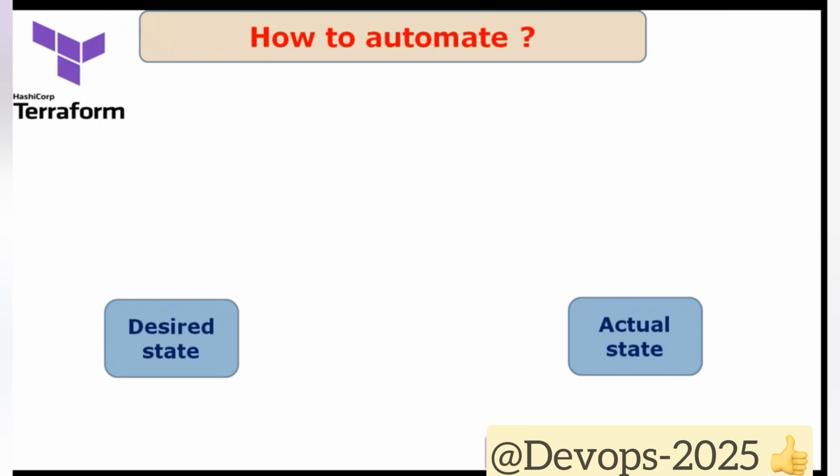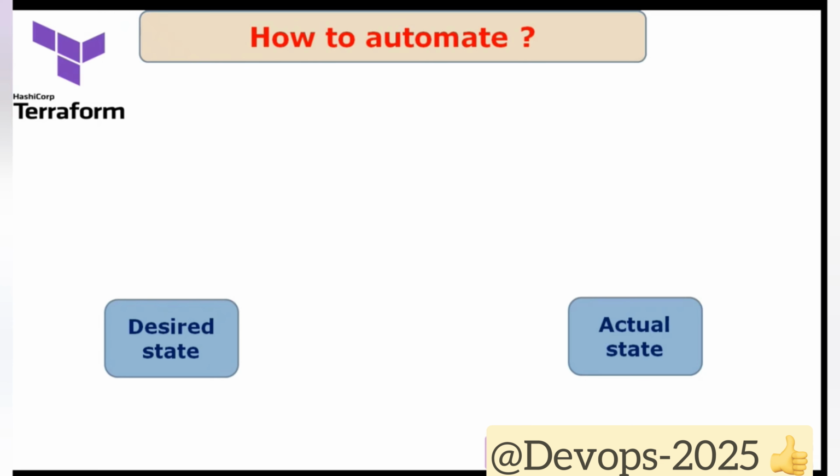And what is the actual state, or the consistent state? Whatever is actually there. Do we really have those 50 servers in AWS, Azure, or GCP? Do we really have those things? That is called the actual state. So how are you going to automate them? Example, I need 10 servers. How are you going to automate? I need one load balancer. How are you going to automate?